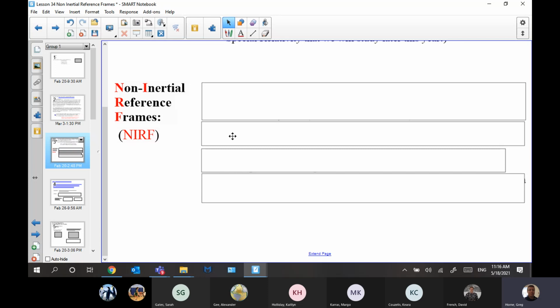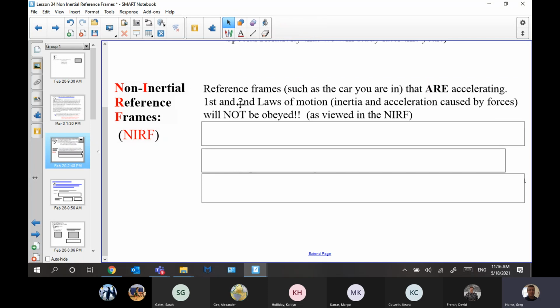What we're working towards tackling here is non-inertial reference frames, which is when you're talking about a reference frame, such as a car you might be traveling in that's turning a corner, right? A reference frame that is accelerating. So in those cases, first and second laws of motion, inertia and forces needed and so on, are not obeyed.